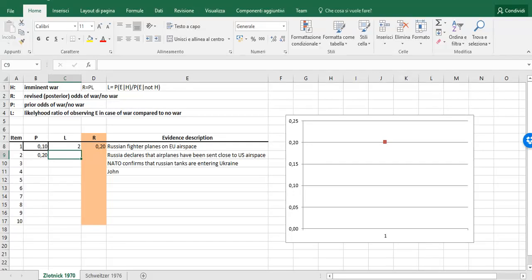Then we know that Russia has declared that airplanes have been sent close to the US airspace. We consider this event to be 3 times more likely in case of war than in case of no war. So here we input 3.